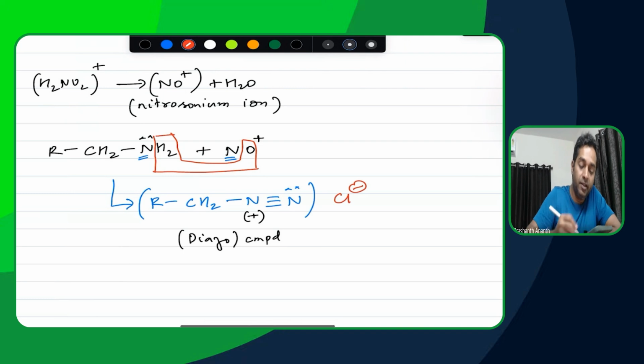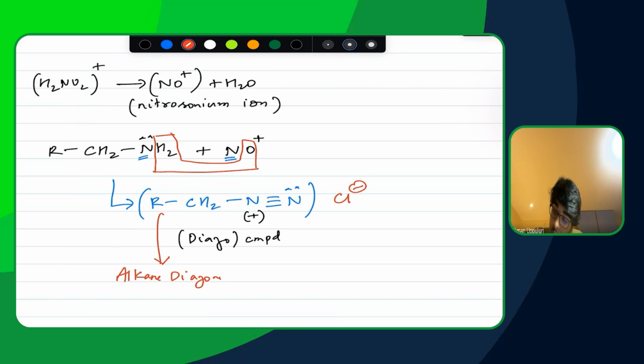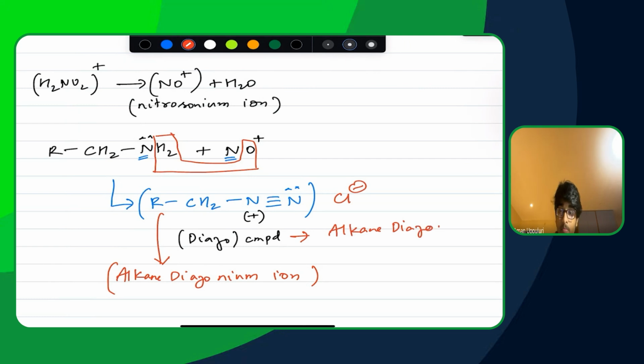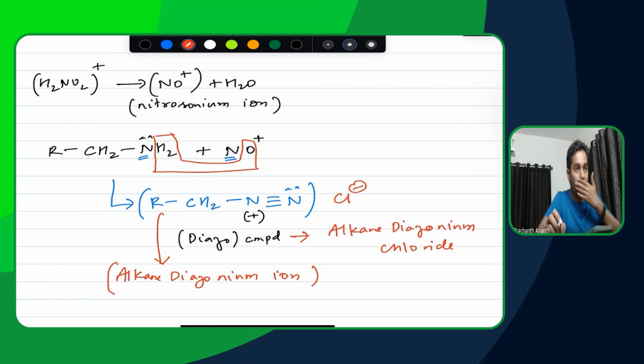So in this particular case, this species is called a diazonium ion. The actual name is diazonium ion. So you can call it an alkane diazonium ion. And this entire compound here is called alkane diazonium chloride. Okay.